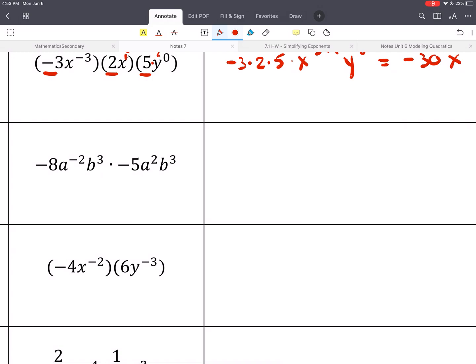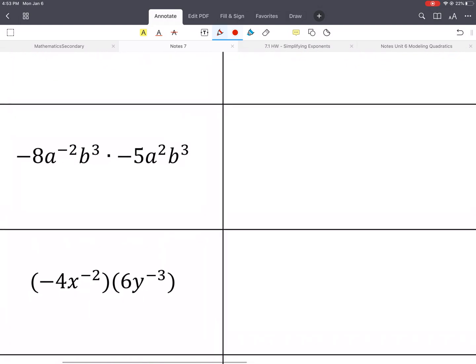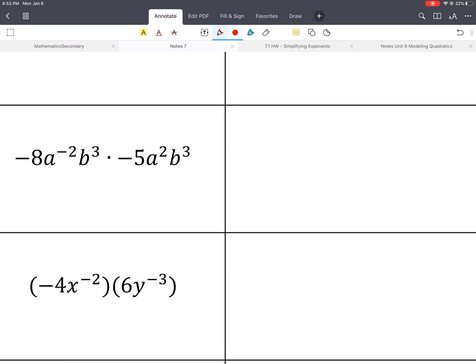Okay? Let's do a couple others. These ones don't have parentheses, but it won't make much of a difference. Instead, we're having like a multiplication sign between them. So we can multiply the numbers first, so negative 8 times negative 5. And then we're going to multiply it by, we'll do a to the negative 2. And we have another a, which is a positive 2, so we'd add those together. And then we have b to the third, and another b to the third, so we'd add those. Again, these are all being multiplied, so we add their exponents.